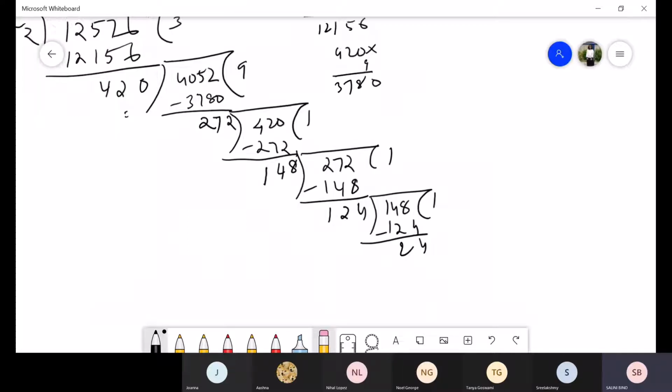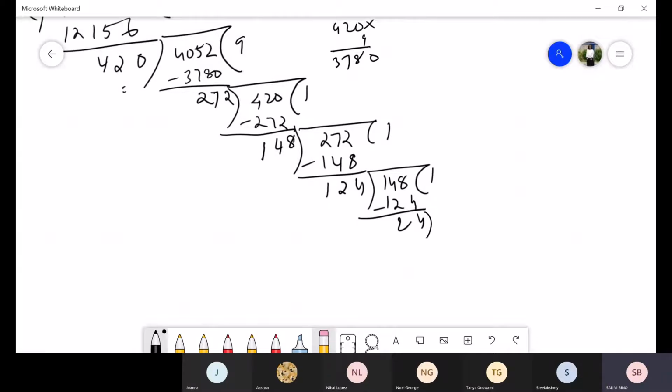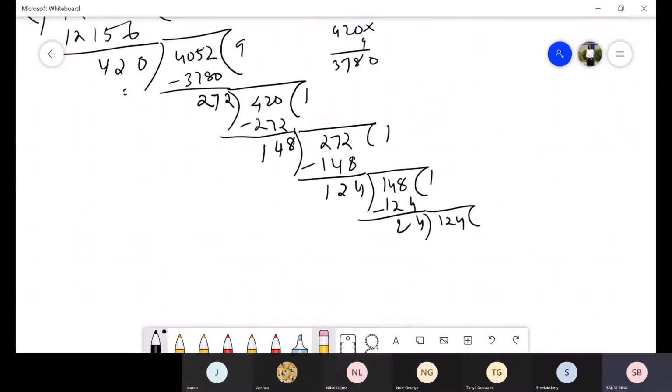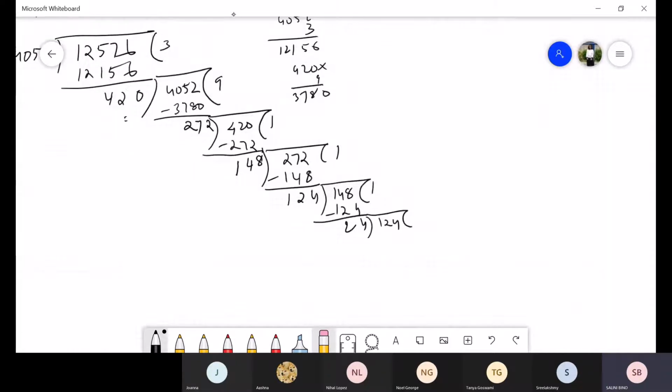Again continue. 124, how many times will 24 go? 5 times, right? 24 into 5 is 120. So the remainder is 4. You cannot stop there. Continue. Again you take 24. 24 divided by 4 is 6, and 6 4s are 24. Remainder is 0.